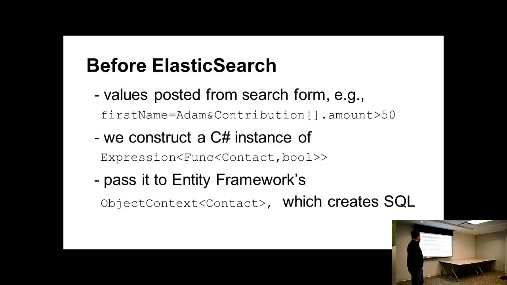We construct a C# expression, Func<Contact, bool>. So that's an expression tree representing a function which takes contact and returns bool. It's a predicate on contact. We pass it to Entity Framework. We say, Entity Framework, ORM of my dreams, construct a SQL query that is going to get me all this stuff and do it fast. And this is what we get.